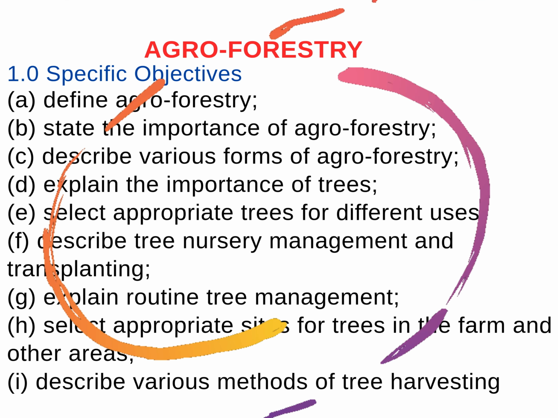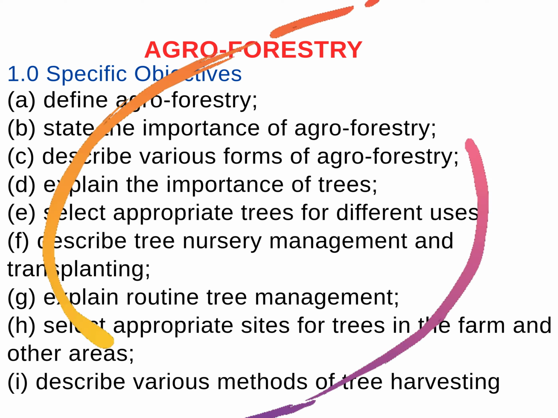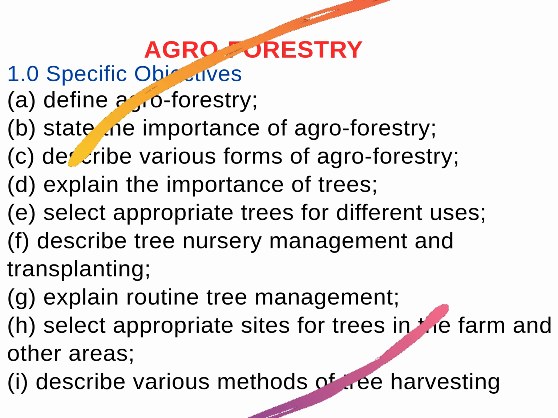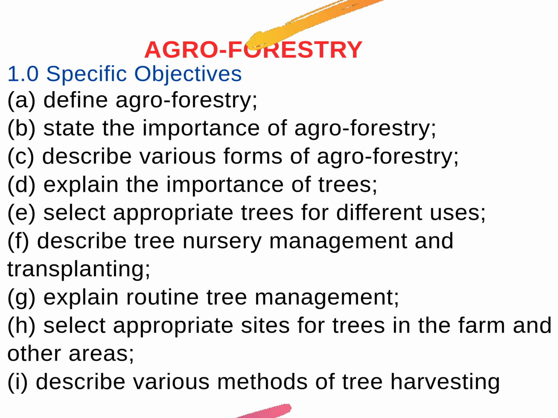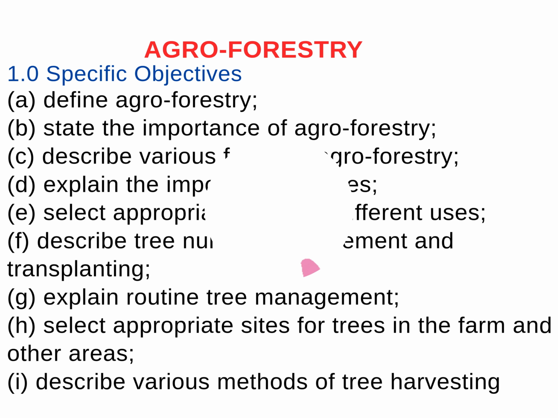Agroforestry 1.0 Specific Objectives. A. Define agroforestry. B. State the importance of agroforestry. C. Describe various forms of agroforestry. D. Explain the importance of trees. E. Select appropriate trees for different uses. F. Describe tree nursery management and transplanting. G. Explain routine tree management. H. Select appropriate sites for trees in the farm and other areas.